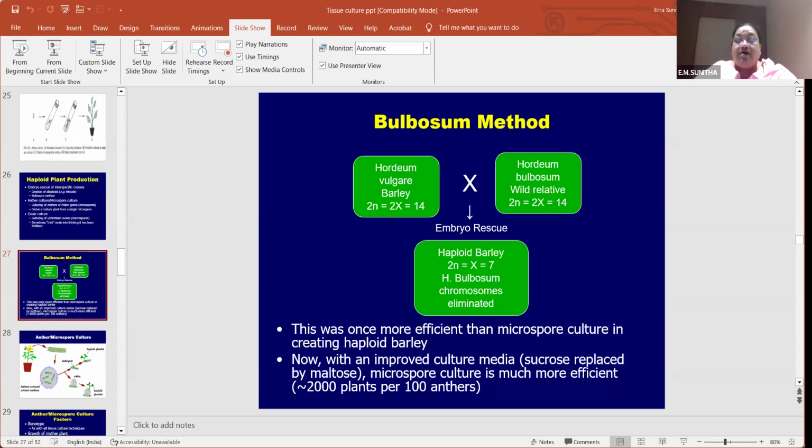And then they have done chromosome doubling, and they have grown this plant, so they have created a haploid barley plant. From that time you call this method the bulbosum method. So eliminating one set of chromosomes and rescuing the embryo, you get the plant. That method they have called the bulbosum method.